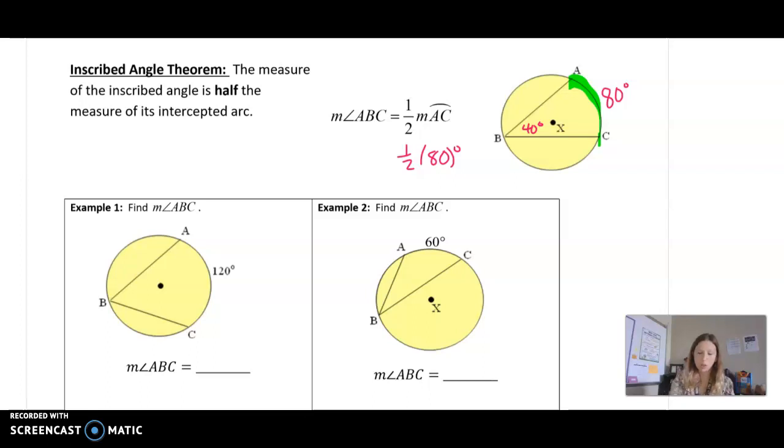So the arc is 120, and we're going to take half of it, which really just means dividing by 2. So half of 120 is 60. So that angle is 60 degrees. Same thing with this one. If I want that angle, angle B, I need to take half of 60, which is 30. So this angle is 30 degrees.